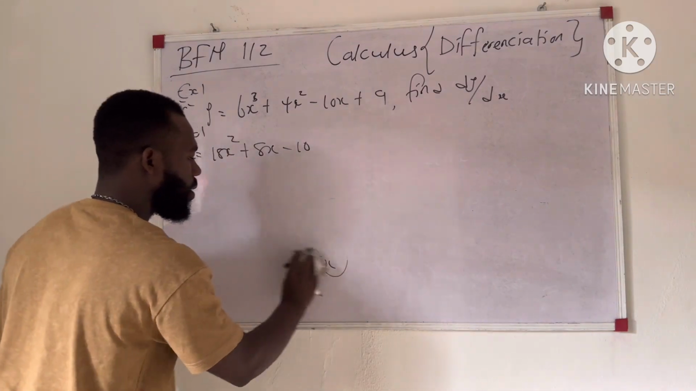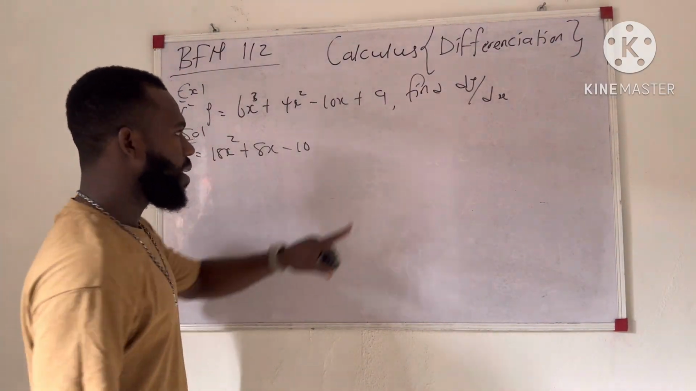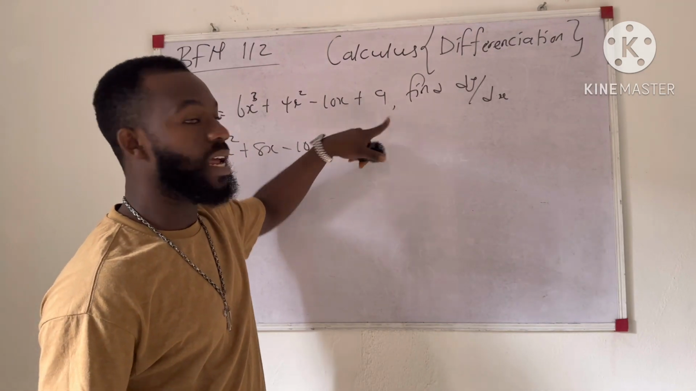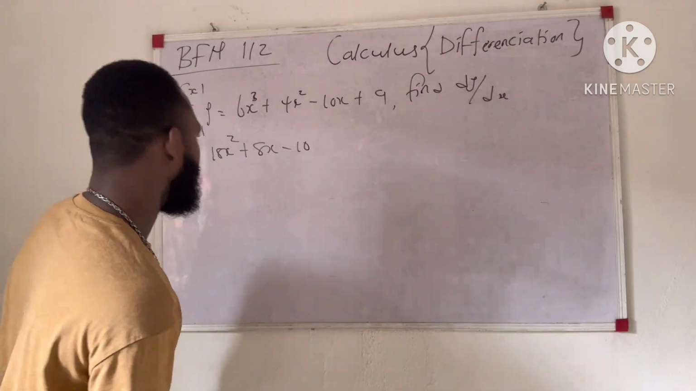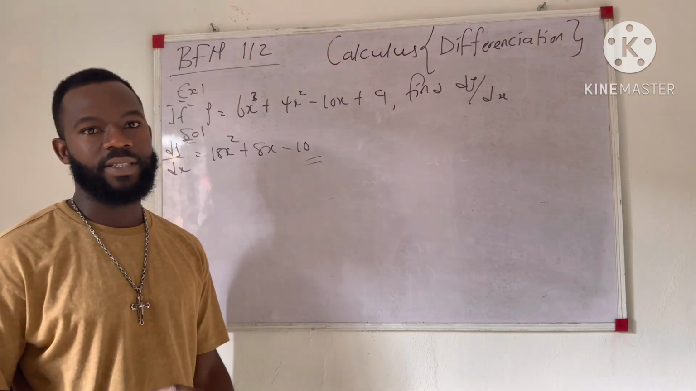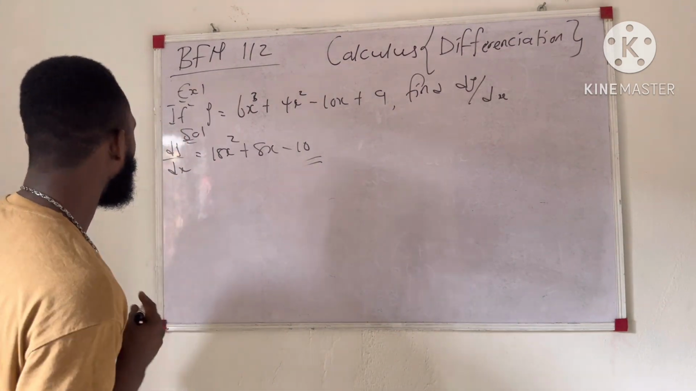Okay, let's proceed. Now, I have plus 9. Remember we said from the beginning of the class, 9 here is a constant. So when we differentiate 9, what are we going to get? 0, because it's a constant. So this becomes the answer to that question. It's as simple as that. Alright, so let's go to question number 2.